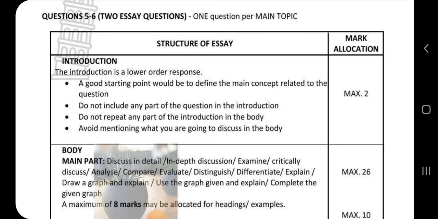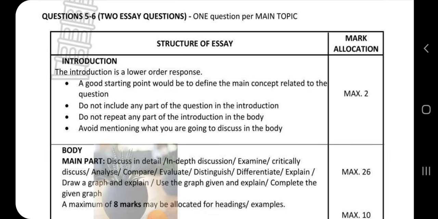Do not write anything that has been written to you, any statement that has been written in the question, in your introduction. It's wrong. Do not repeat any part of the introduction in the body, as I've said, and avoid mentioning what you're going to discuss in the body.